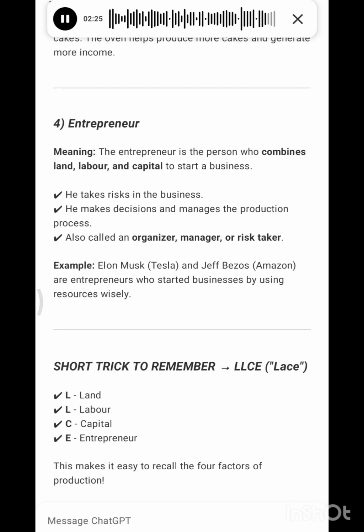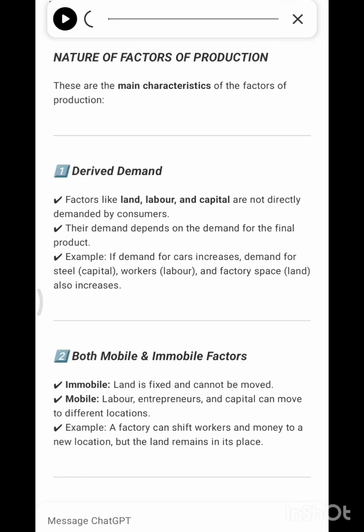Short trick to remember: LLCE, land, L, labor, C, capital, E, entrepreneur. This makes it easy to recall the 4 factors of production. Nature of factors of production. These are the main characteristics of the factors of production.